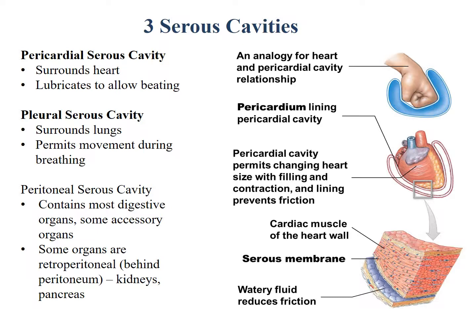The next is the pleural. The pleural is going to surround the lungs, and this is going to permit movement during breathing. The final is the peritoneal. This is going to actually house the digestive organs as well as some accessory organs. The peritoneum can further be divided into the retroperitoneal. This is a continuation of the peritoneum that is going to house the kidneys and the pancreas. So to simplify, pericardial surrounds the heart, pleural surrounds the lungs, peritoneal surrounds the digestive tract and some reproductive organs.